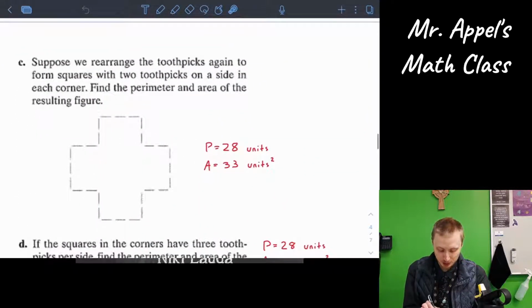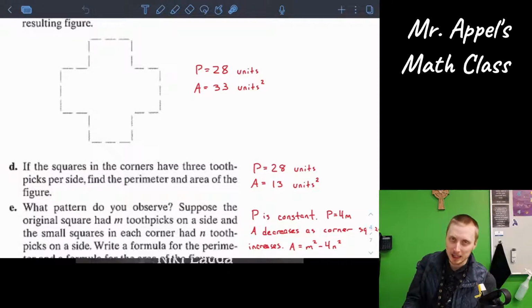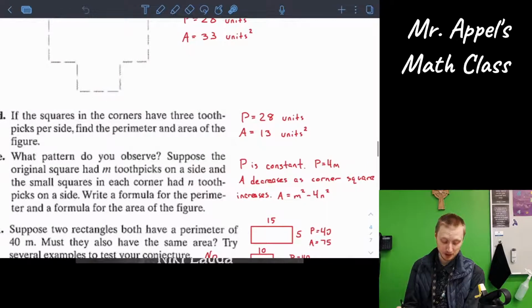Now here we cut out a 2 by 2 square from each corner. So our area drops again down to 33, perimeter still the same. If you went to 3 toothpicks per side in the corner, still the same perimeter, area down to only 13 units squared. It's getting tiny. In fact, that would be the limit. We're out of enough toothpicks on the side.